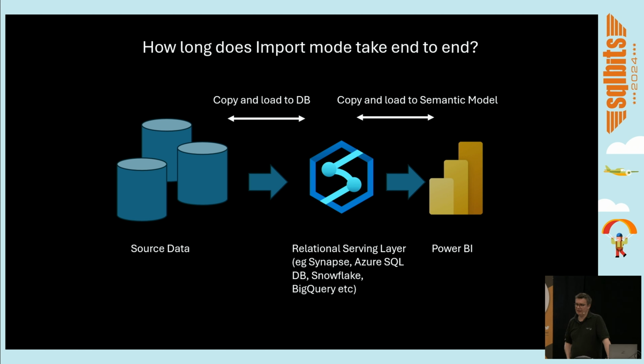Now, you're never going to get away from having to clean up your data and run your ETL. There's no magic sticking plaster for dirty and badly modeled data. So you are going to have to create your star schema still. But it's that extra step of taking the data from your relational serving layer and importing it, refreshing that import mode semantic model. That is where we can see some savings.